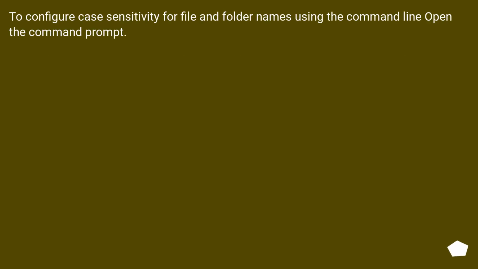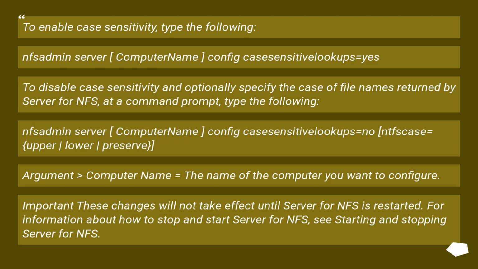To configure case sensitivity for file and folder names using the command line, open the command prompt. To enable case sensitivity, type the following. nfsadmin server <computername> config casesensitivelookups=yes. To disable case sensitivity and optionally specify the case of file names returned by Server for NFS, at a command prompt, type the following. nfsadmin server <computername> config casesensitivelookups=no nfscase=upper|lower|preserve.